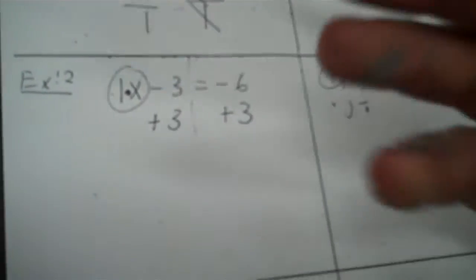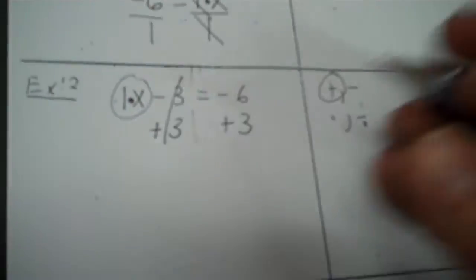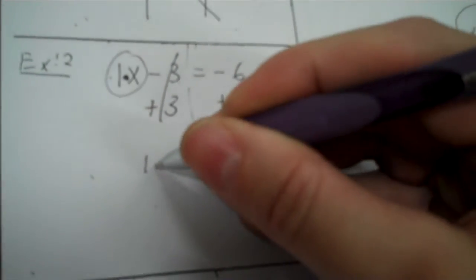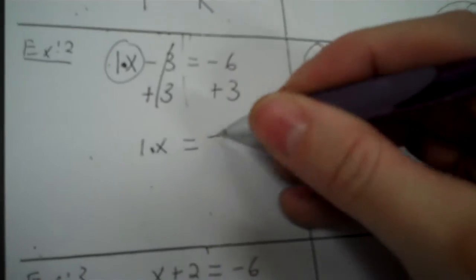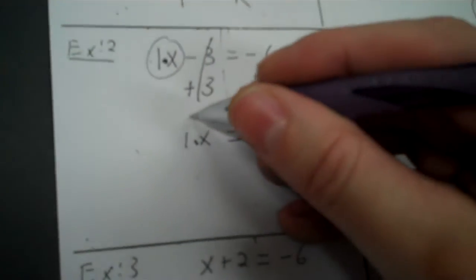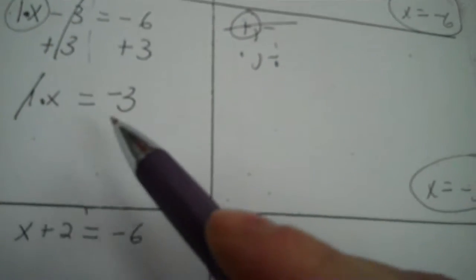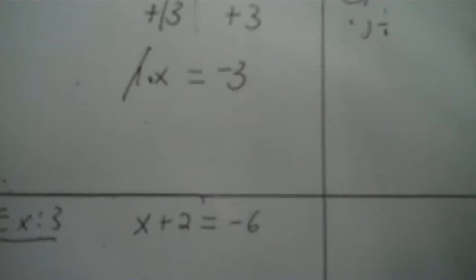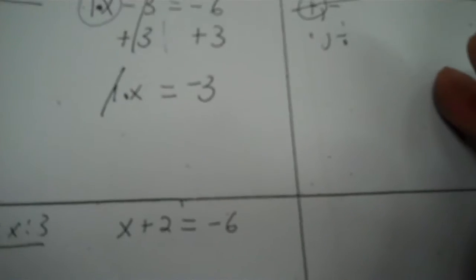Because negative 3 plus 3 is 0, I can cross that out. So I have 1 dot x, and I can go negative 6 plus 3, negative 3. Now you do have a multiplier, but since it is a 1, you can get rid of it and you have your answer. I mean, you can divide by 1, that's fine, but it's kind of a waste of pencil lead because it doesn't change. It's just going to be negative 3.